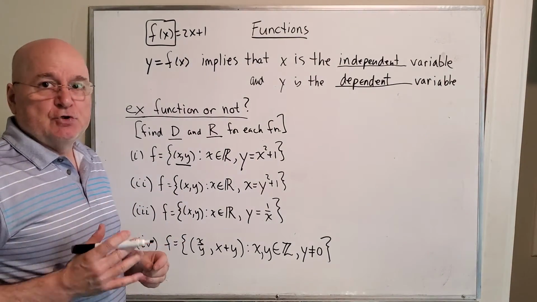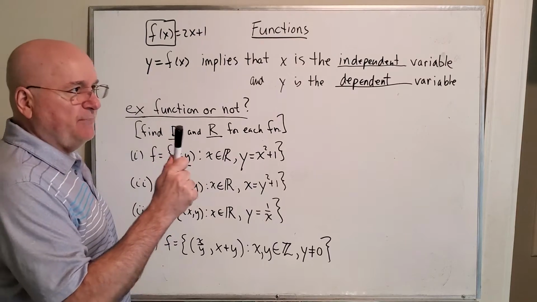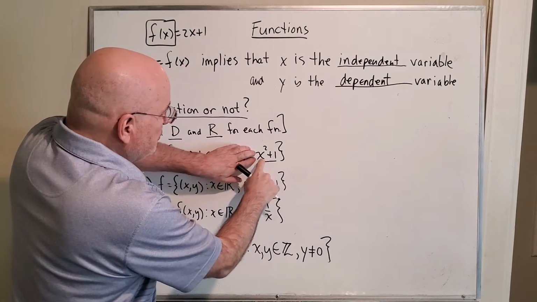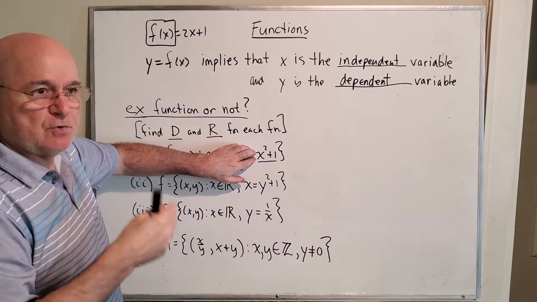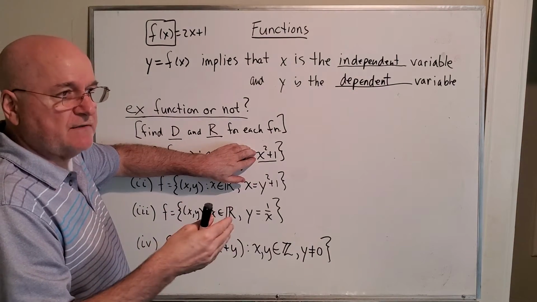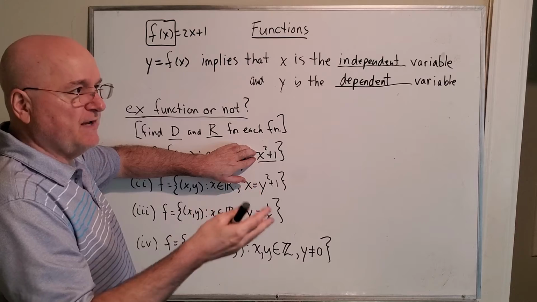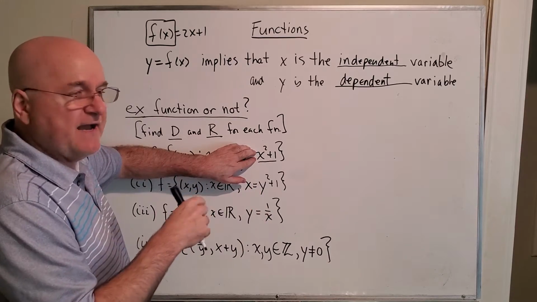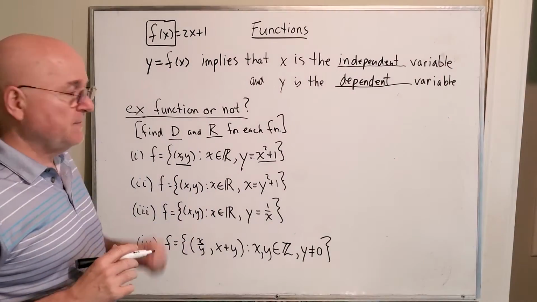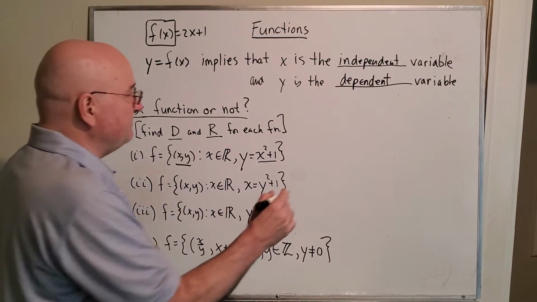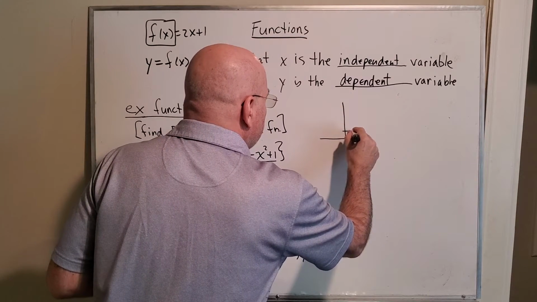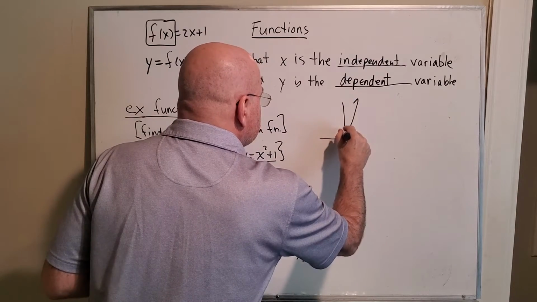Well, I'm going to look at it 2 ways. Is there any number I could plug in for x that would give 2 values when I square it and add 1? And of course not. If I take the number 5 and square it, I get 25. Add 1, I get 26. When I plug in a 5, I get only one number. Therefore, this is a function. And another way to look at it is if you graphed that, it would look like this parabola.